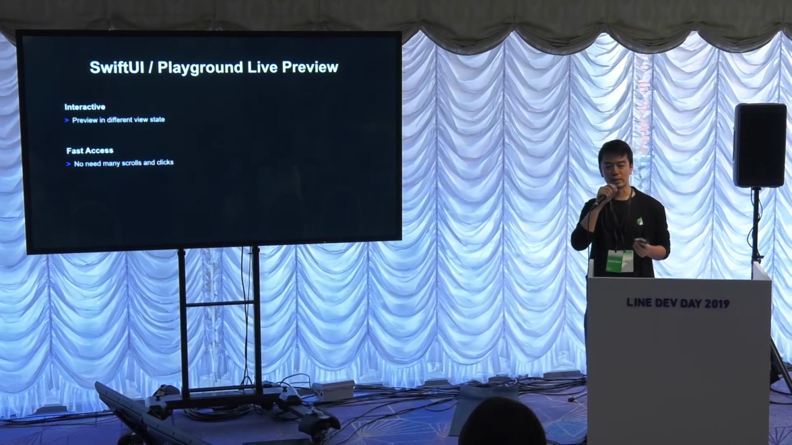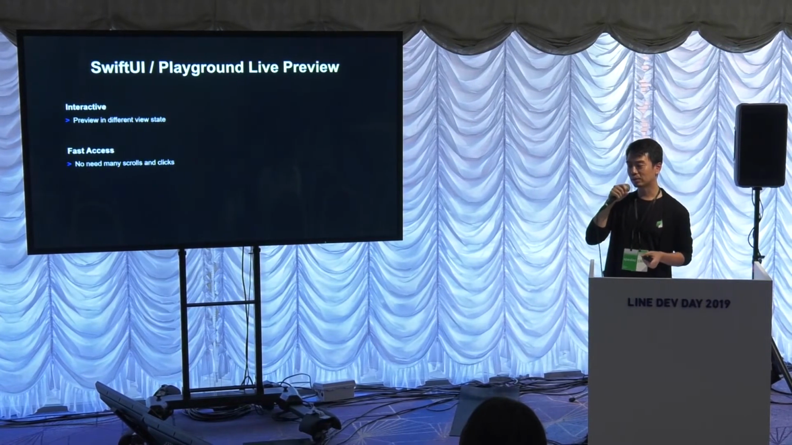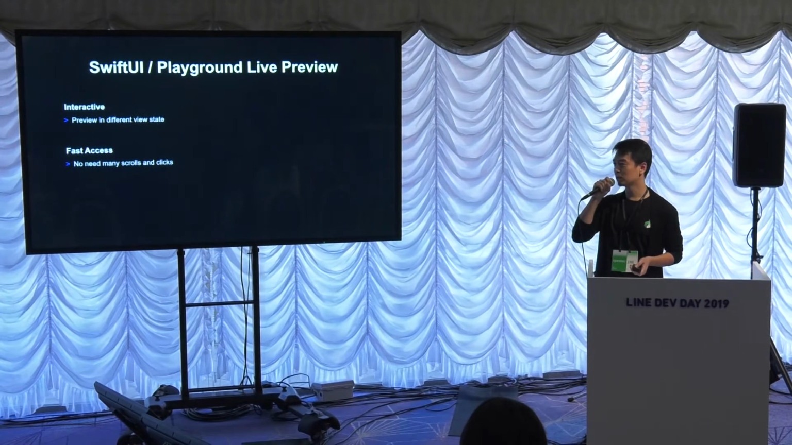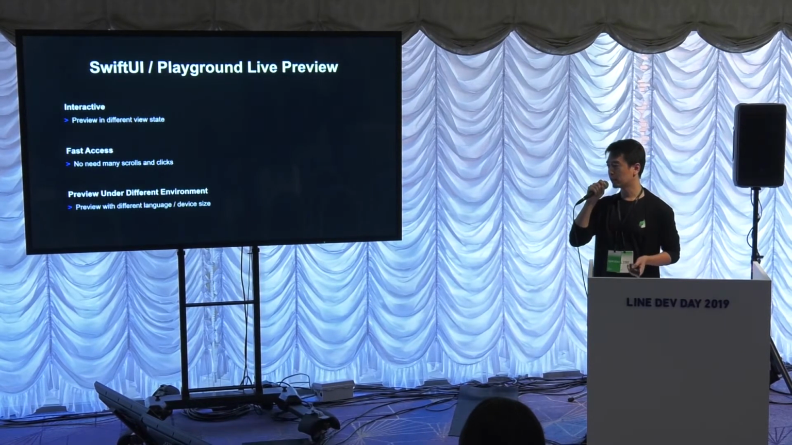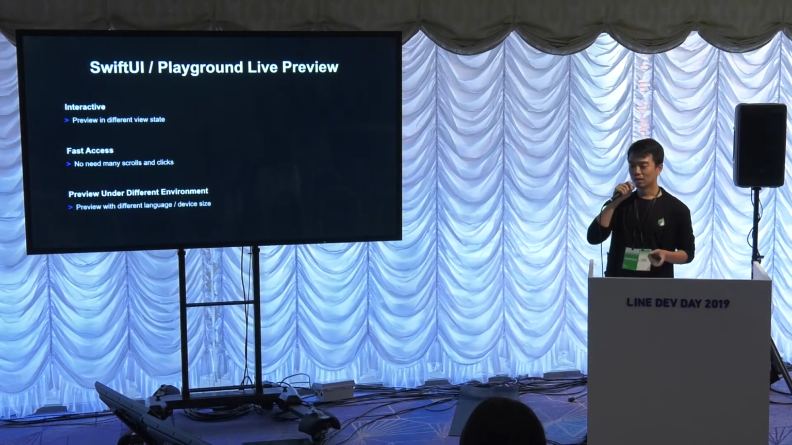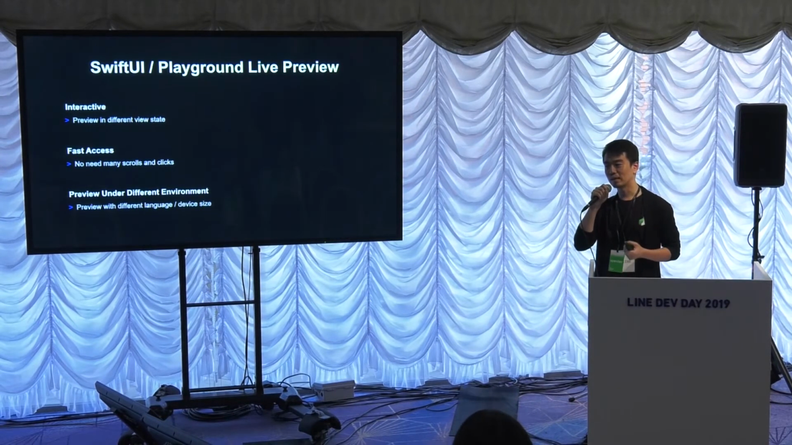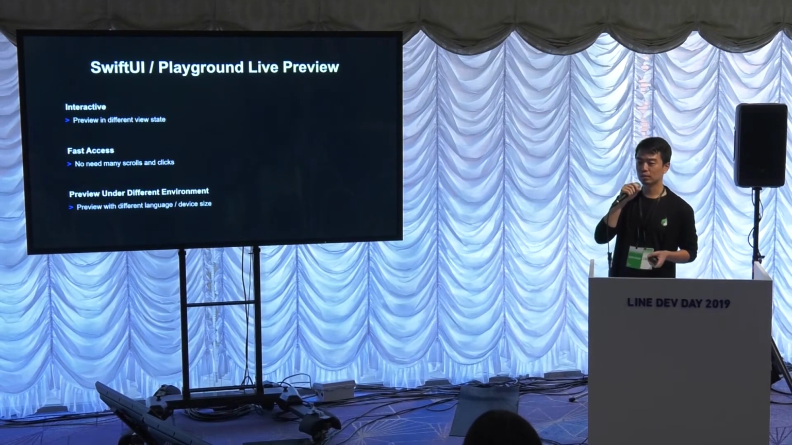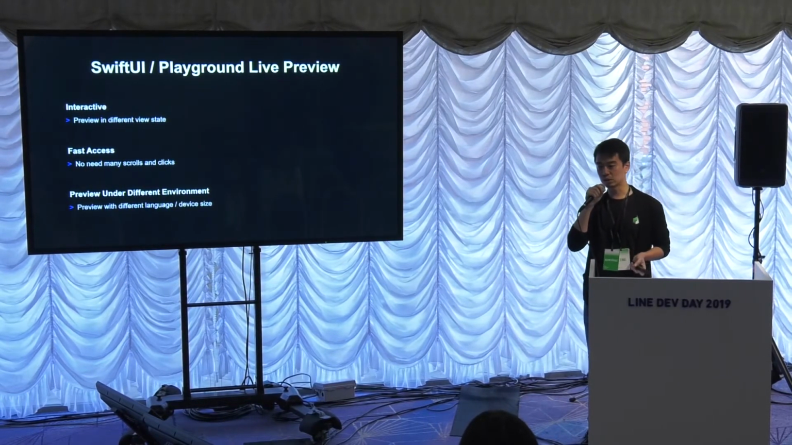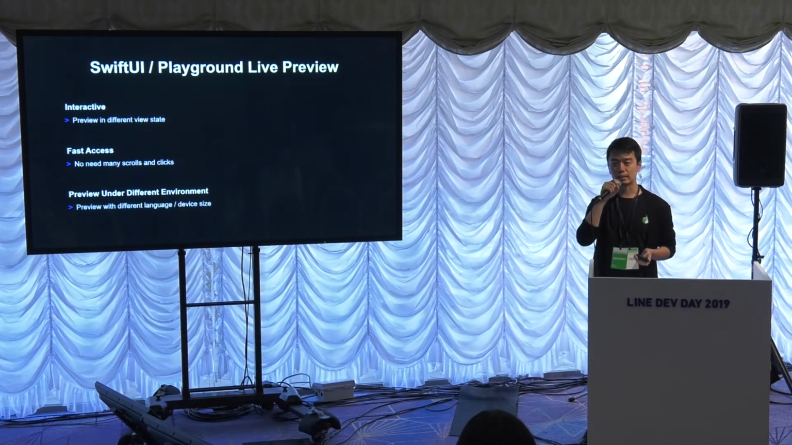So in order to render that view, we no longer need to scroll through a lot of pages and then click the buttons just to render that view. We could render it directly, and then preview it in different environments. We no longer need to go to general settings, change the language and change the regions. We could preview different languages, say Japanese or English, on the fly, in place, and with different device sizes. It could save you a lot of time.